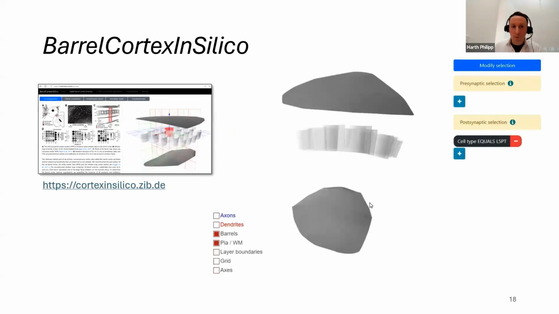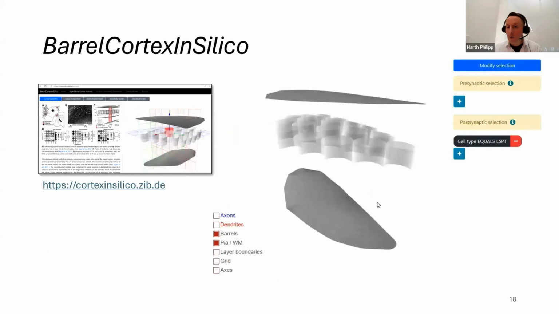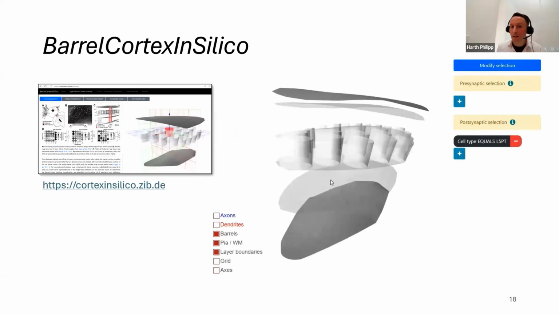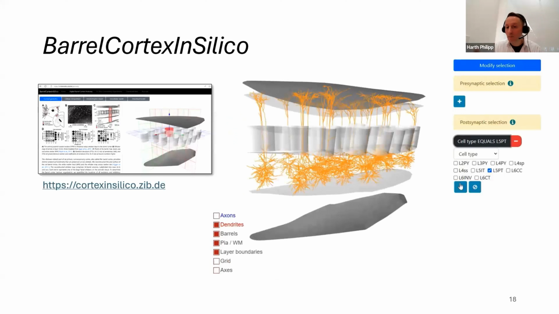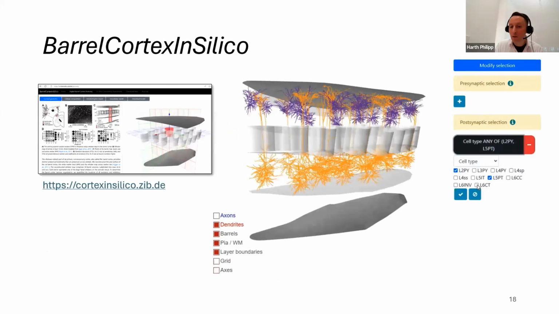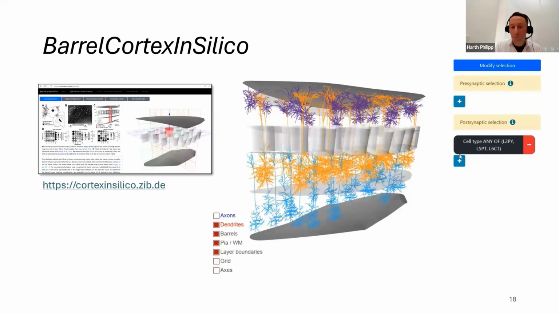Finally, I want to point to Barrel Cortex in Silico, which is a web application that provides access to some of the data in this model and also provides some interfaces to query the model and the morphologies.